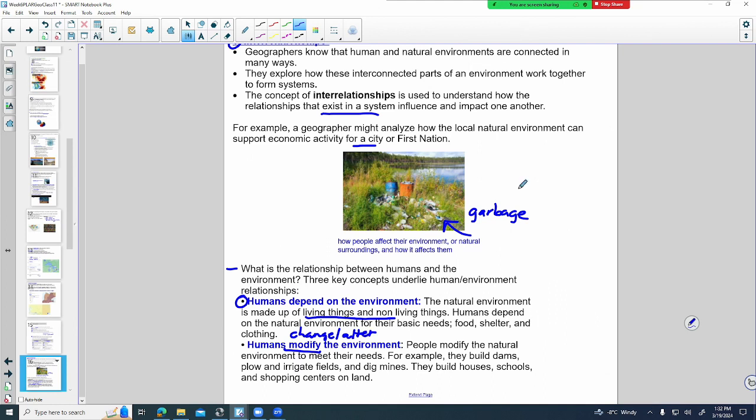So people modify the natural environment to meet their needs. For example, they build dams, plow and irrigate fields, and dig mines. They also build houses, schools, and shopping centers on land.